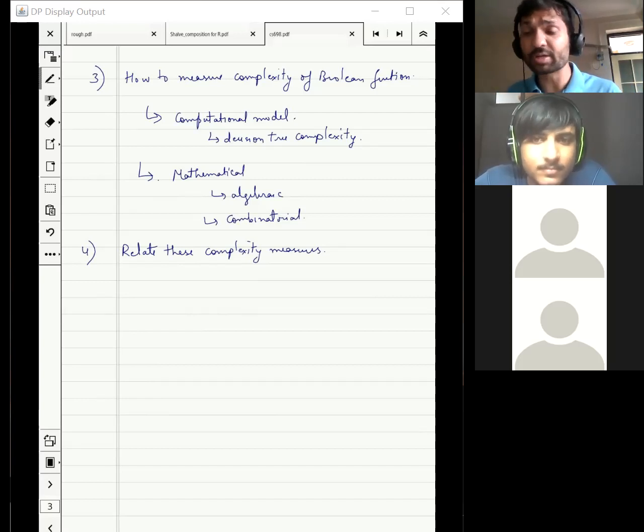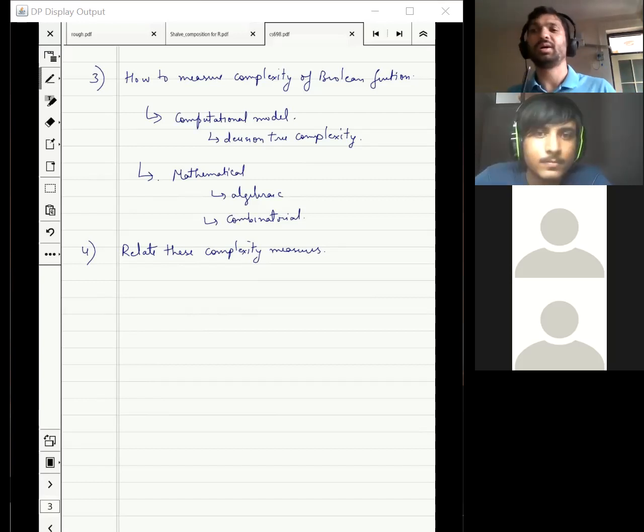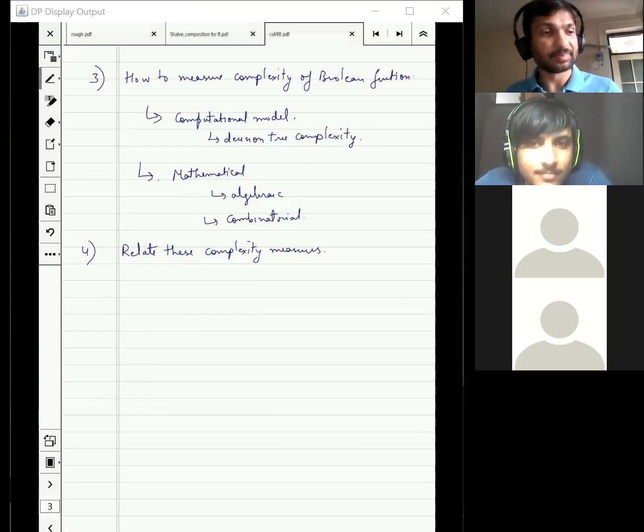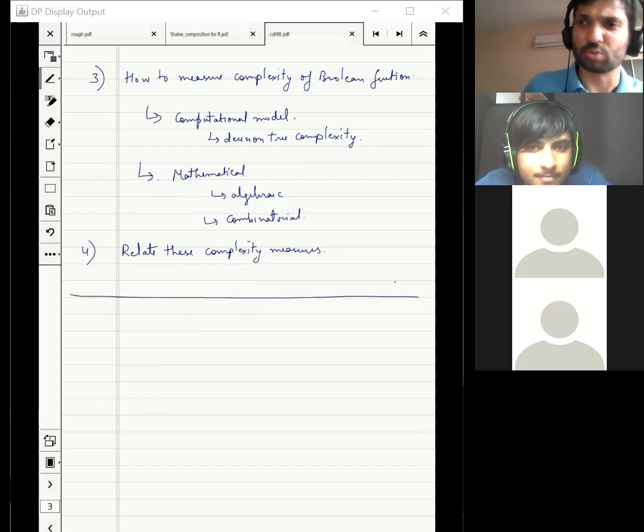Boolean, what are Boolean functions? That's easy. How do you analyze Boolean functions? What are their special properties? How do you apply them? And then how do you figure out the complexity of these functions? This is going to be the main object of this course.